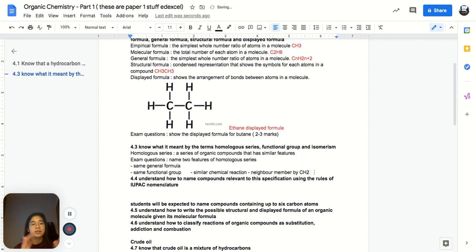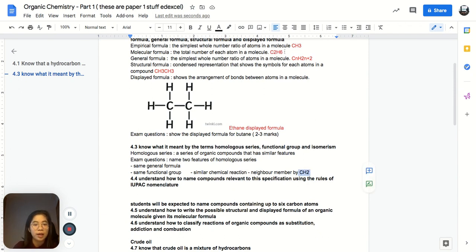What does that mean? So, alkane, I already told you guys ethane molecular formula is C2H6. So what does it mean if neighbouring members differ by CH2? So it's methane, ethane, propane. So propane would be, take a guess. What does that mean? It means that propane will be C3H8 because neighbouring members differ by CH2.